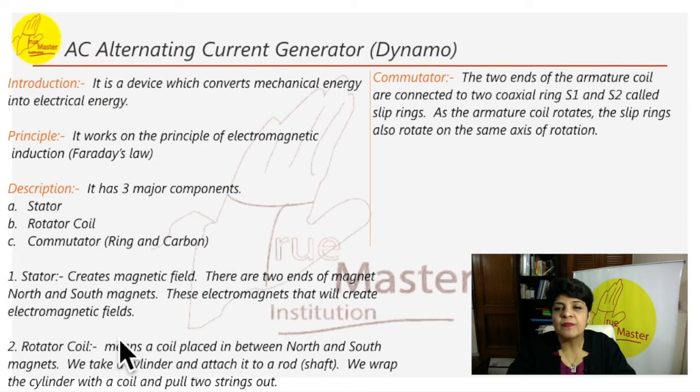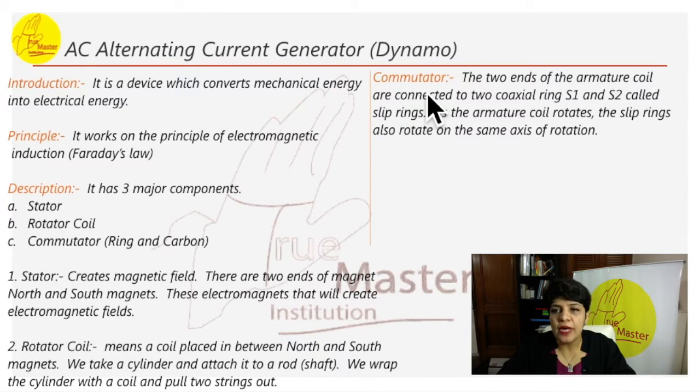Stator creates the magnetic field. There are two ends of the magnet, north and south; these electromagnets will create the electromagnetic field. Rotator coil means a coil placed in between the north and south magnets. We take a cylinder and attach it to a rod shaft. We wrap the cylinder with a coil and pull out the two strings.